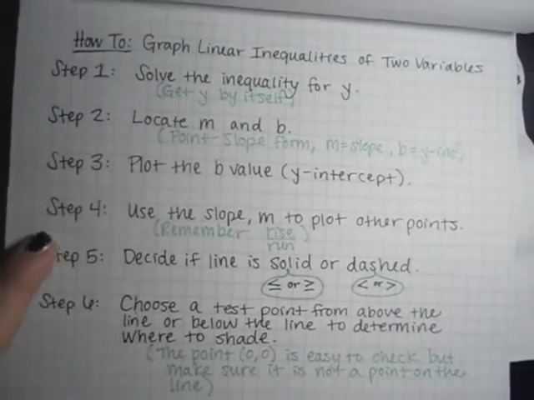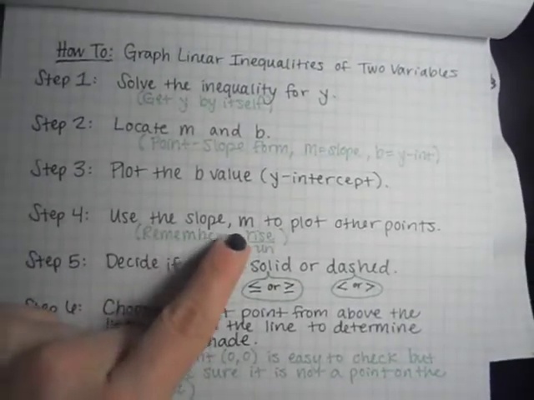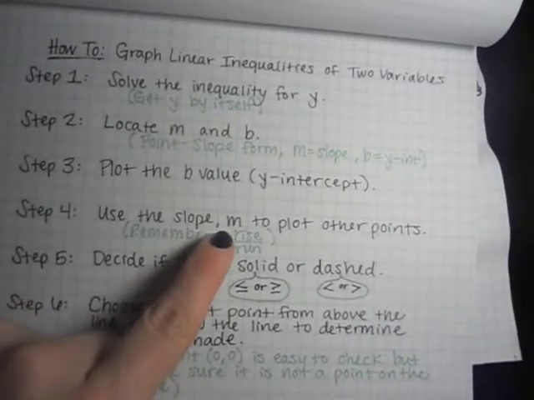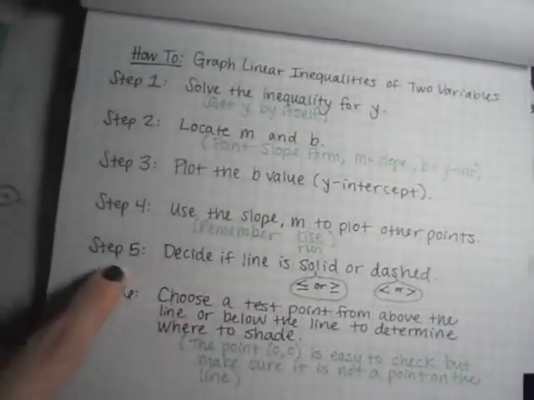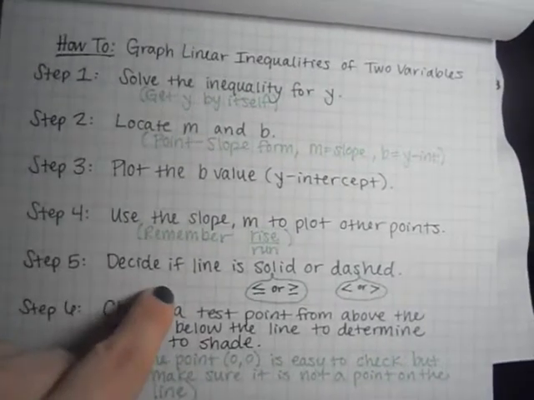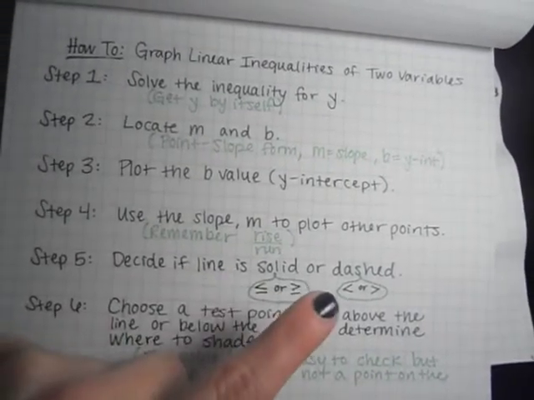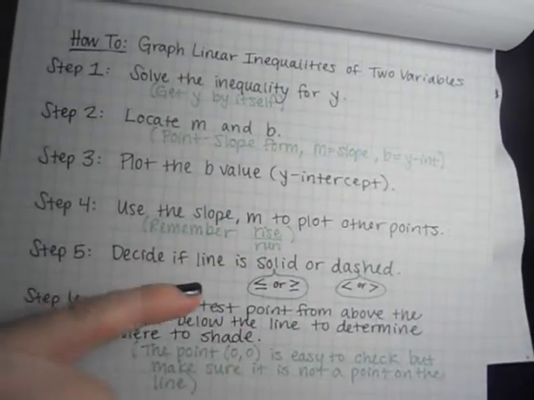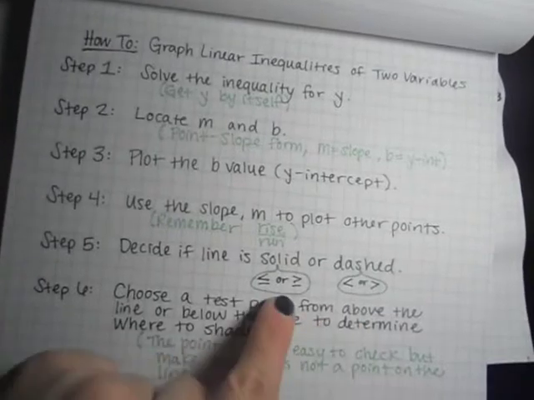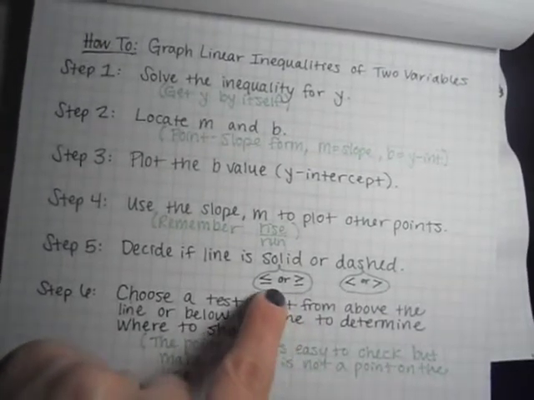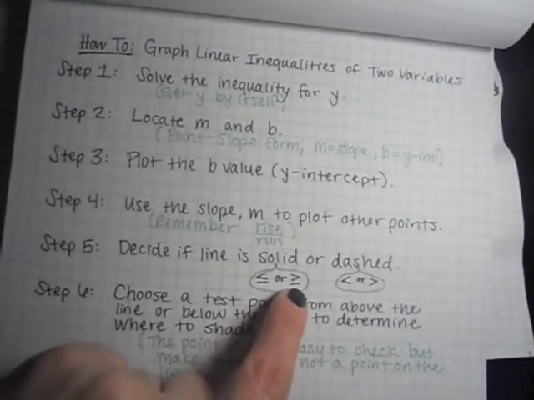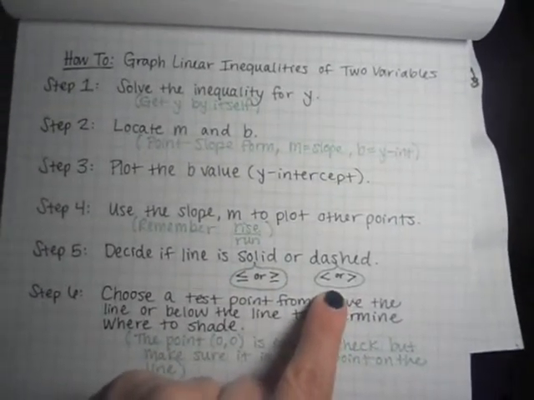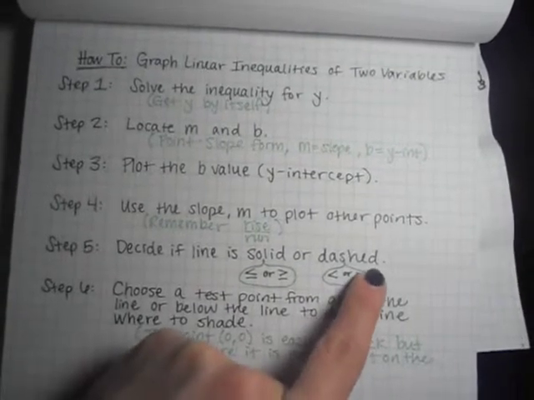Step 4. Use the slope, or m, to plot the other points. Remember, m is rise over run. Step 5. Decide if the line is solid or dashed. So you'll have to connect these points using a line, but you have to decide if it's solid or dashed. If it can be equal to, so if it's less than or equal to or greater than or equal to, you will draw a solid line. If it's only less than or greater than, then you'll use a dashed line.